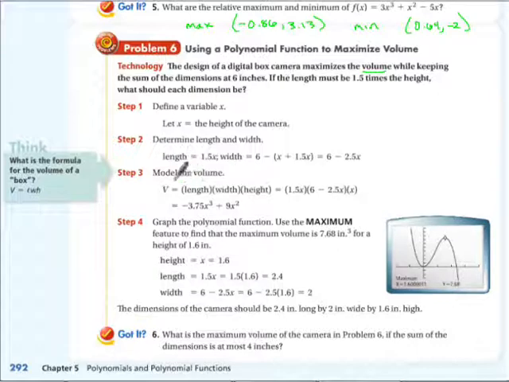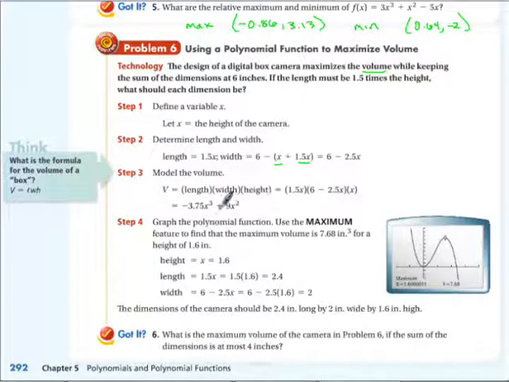So this is what we have. We have one of the dimensions. The sum of them has to be 6, right? So the sum is 6. We have x is the height. We have length is 1.5x, and then we have width equals however much is left: 6 minus the length and the height. Okay, so that's how much is left.